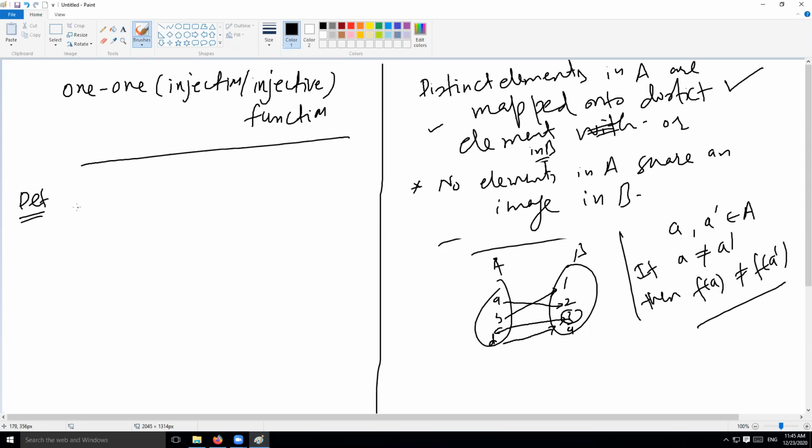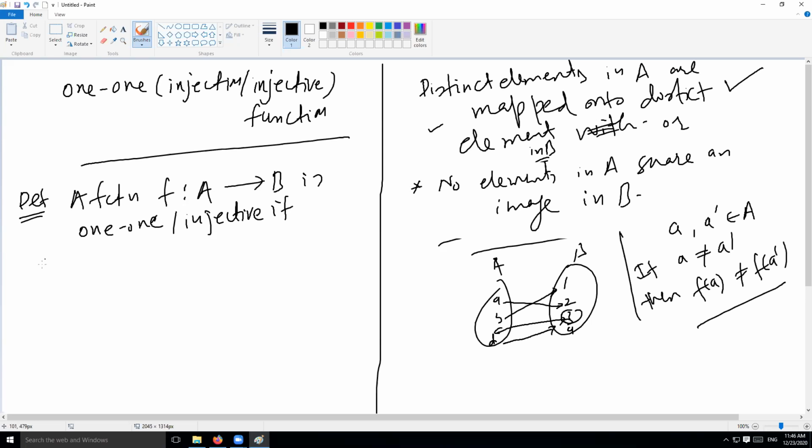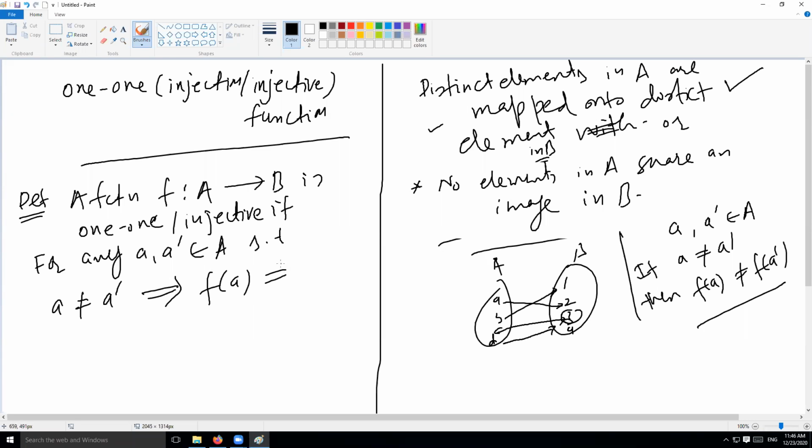Theek hai? So I'm gonna say, let's move it. A function F. By the way, this FCTN is going to be always my shortcut for function. A function F from A to B is 1, 1. Theek hai? Yeah, injection. Yeah, injectivity or injective. If what happens, for any A and A prime, two elements from A, such that A does not equal A prime implies that F of A does not equal F of A prime.